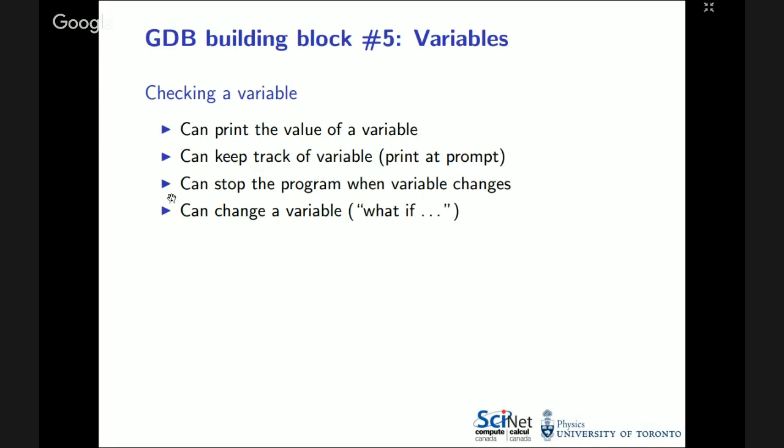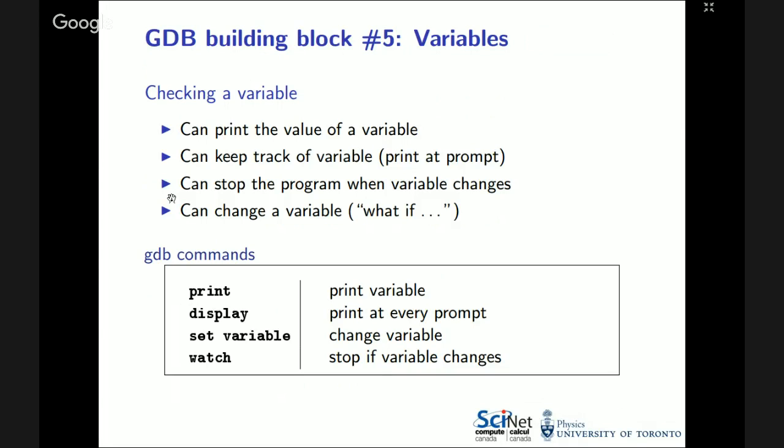The other interesting and very useful thing is to play with the values of the variables. Let's say I'm having problems with a function, and I think it is the value of the argument of that function. I can just change the value of the argument. I can inspect what the value of the variable is. I can keep track of the variable by displaying it any time. I can stop the program when the variable changes. And as I said, I can set the value of the variable if I want. So these are the options for that.